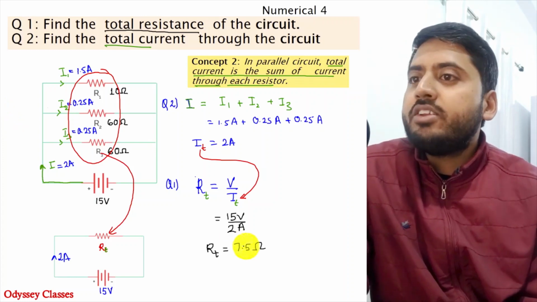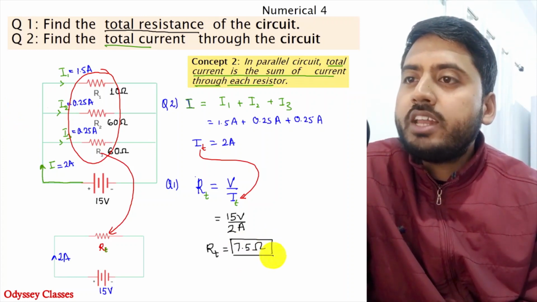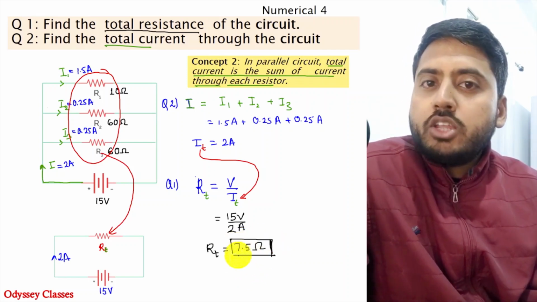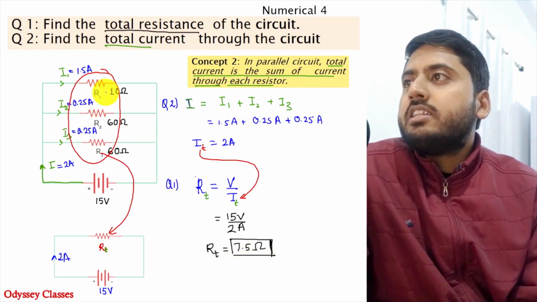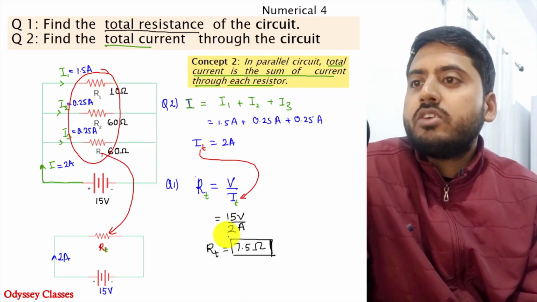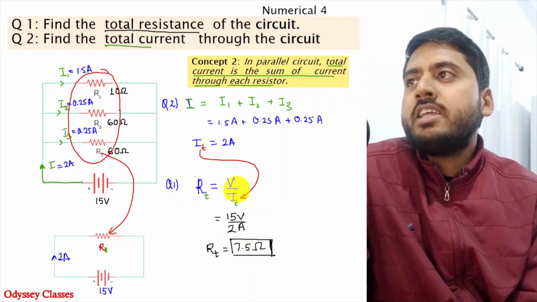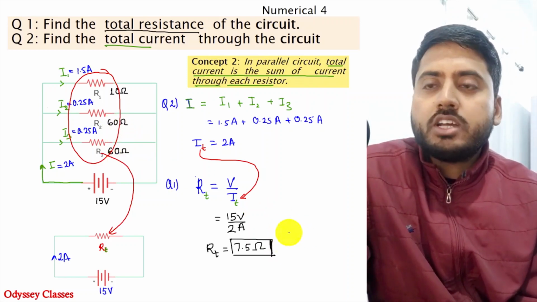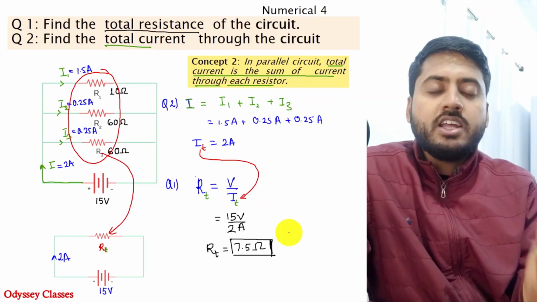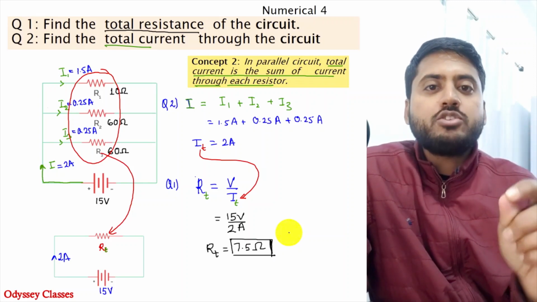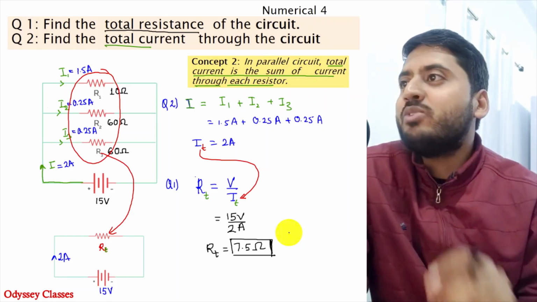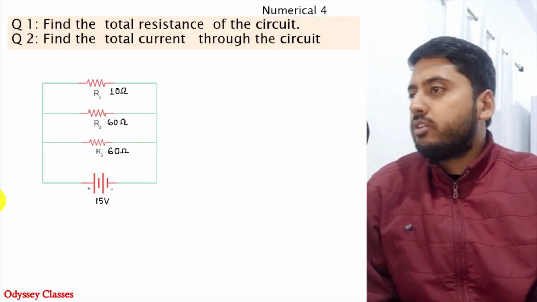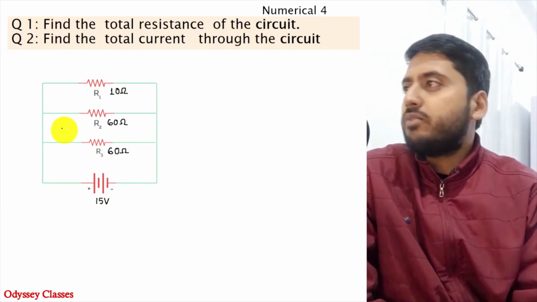I'll again remind you, for the value that you obtain, do cross check. In case of a parallel circuit, this value should be smaller than the smallest value here. The value 7.5 is smaller than 10. It is even smaller than 60 and 60. This is an important concept. In a parallel circuit, the equivalent resistance is smaller than the smallest value in the circuit.